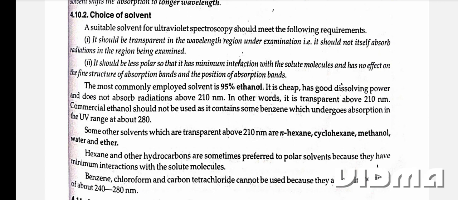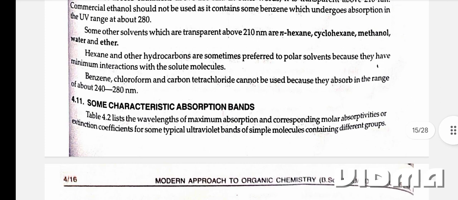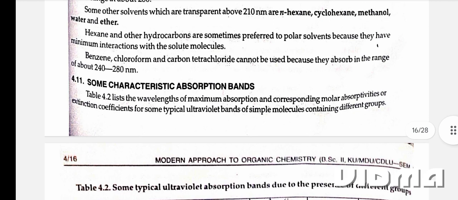The most commonly employed solvent is 95% ethanol. It is cheap, has good dissolving power, and does not absorb radiations above 210 nanometer. In other words, it is transparent above 210 nanometer. Commercial ethanol should not be used as it contains some benzene which undergoes absorption in the UV range at about 280. Some other solvents which are transparent above 210 nanometer are n-hexane, cyclohexane, methanol, water and ether.